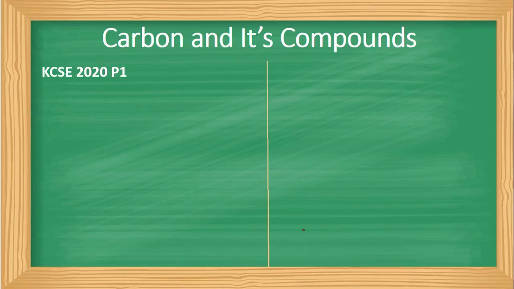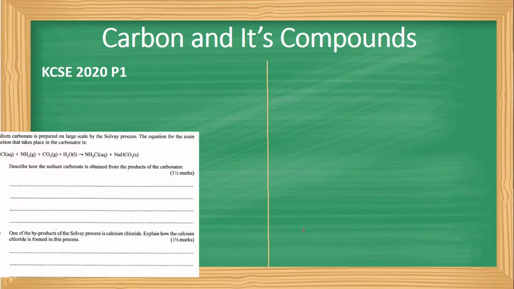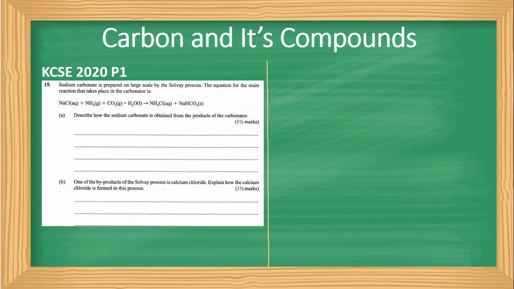Of course, so many questions are brought from this topic in KCSE. So we have picked a few from the last few KCSEs that have been done. You can see in KCSE 2020 paper 1, there was a question: sodium carbonate is prepared on large scale by Solvay process. The equation for the main reaction that takes place, you can see it there. Describe how the sodium carbonate is obtained from the products of the carbonator.